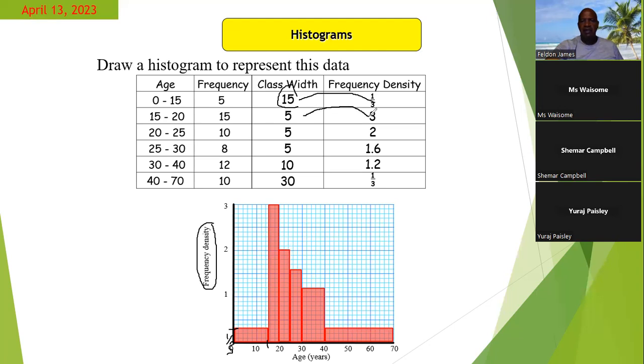Class width times frequency density give you what? Frequency. So just multiply these if you want to find the frequency. So you don't use the value of the height to give you the frequency for these. You use the area of the bar. All right, I hope everybody is following so far and understand clearly.